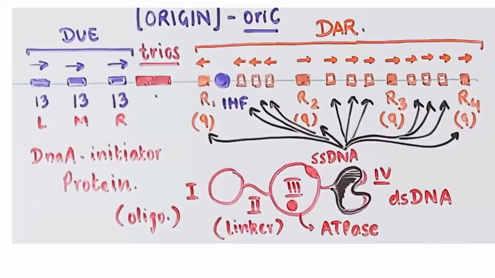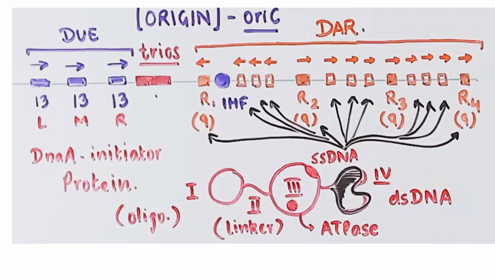So starting with the origin recognition or origin unwinding process, the prokaryotic origin of replication has different segments or sites. At this origin of replication in the picture, we can see that it contains three directional repeats of 13 nucleotide length sequence. It is called the DUE region. DUE stands for DNA unwinding element.